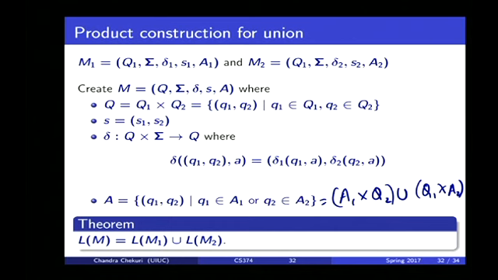So what is A1 times Q2? This is the set of all pairs where the first coordinate is in A1 and the second coordinate I don't care about. It could be accepting or non-accepting, and those are all fine, because the first machine is accepting them. And the second set is all of the tuples where the second coordinate is accepting and the first one I don't care about. Their union is exactly what I want.